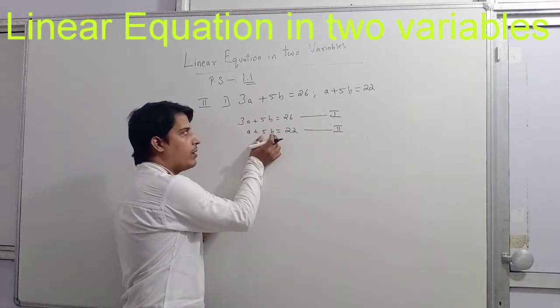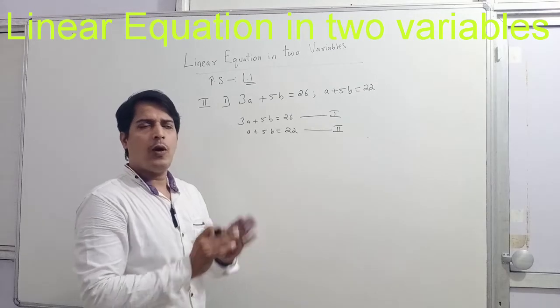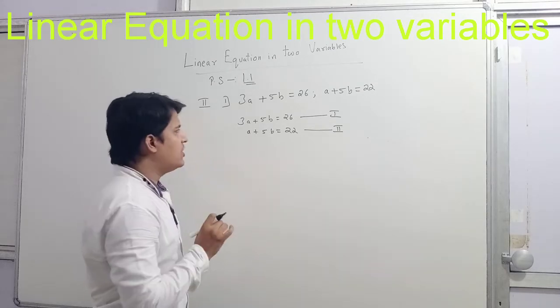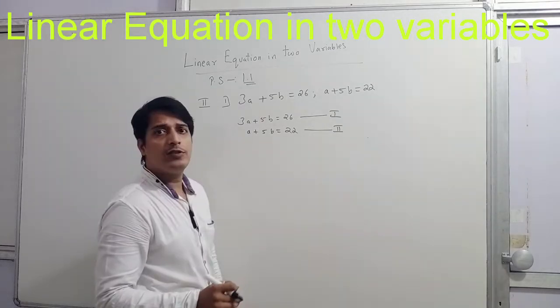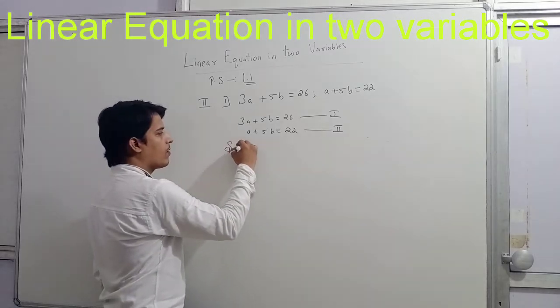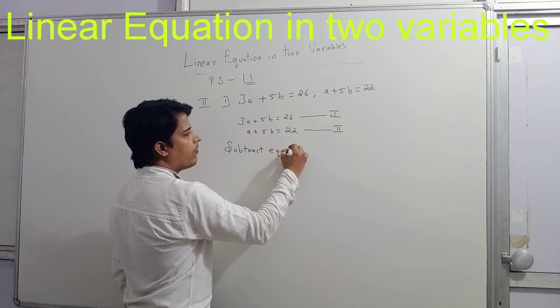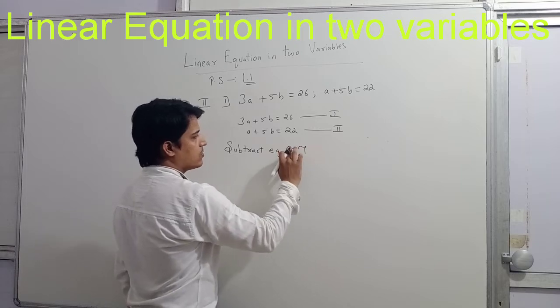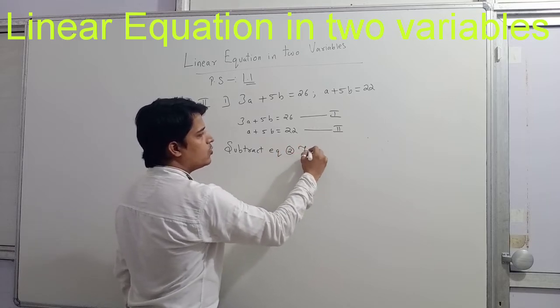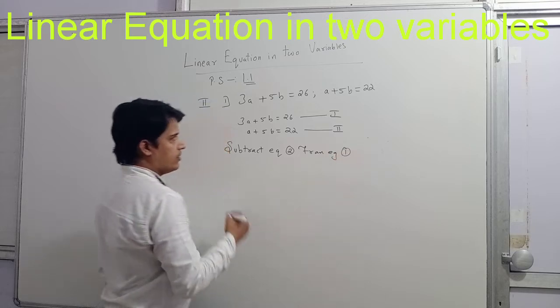If the variables are common and they have the same sign, be it plus plus or be it minus minus, in such a condition we are going to subtract the equation. We are going to subtract equation number 2 from equation number 1.